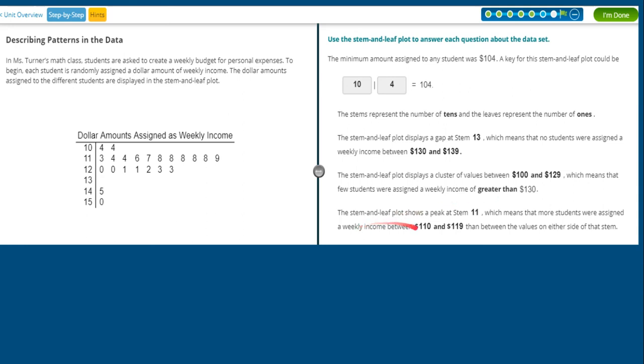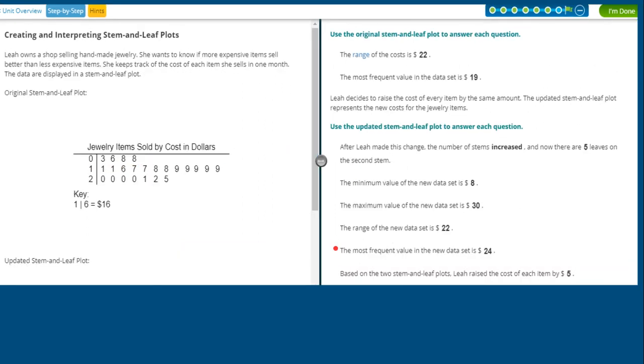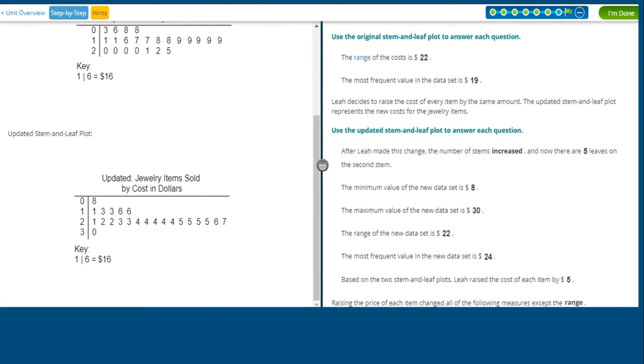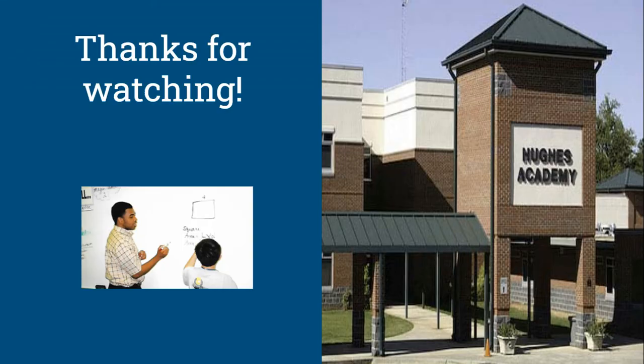All right, the stem and leaf plot shows a peak at stem 11, which means that more students were assigned a weekly income between 110 and 119. Even though you don't have a 0 in the data, 110 through 119 would be represented with that stem, okay? All right, you can go through and look at this problem as well. I'm just showing the answers for you to get that. And pause the video if you need to, go back and replay if you need to.